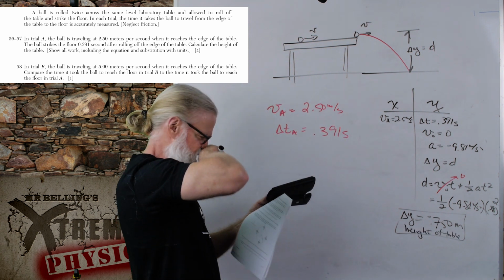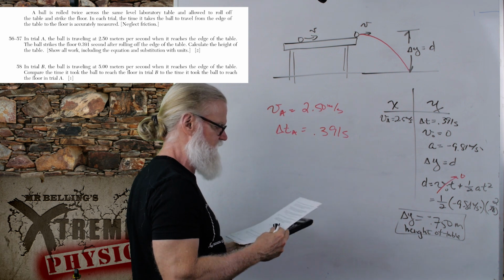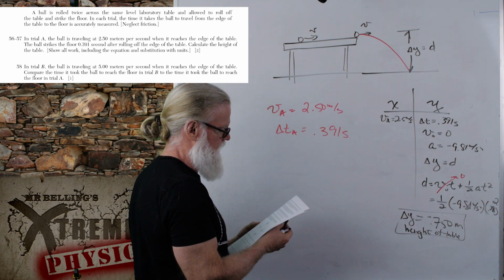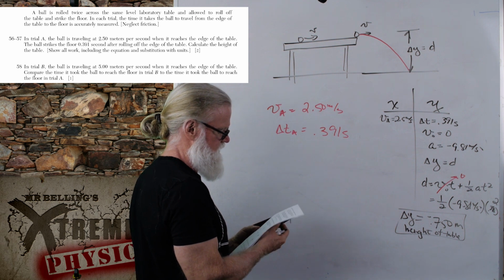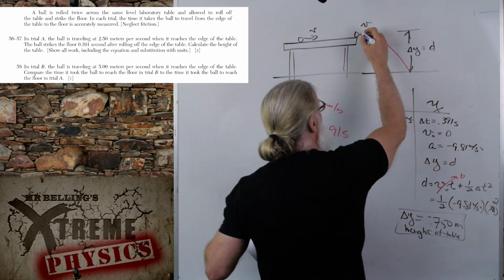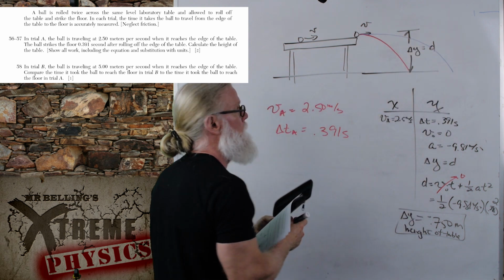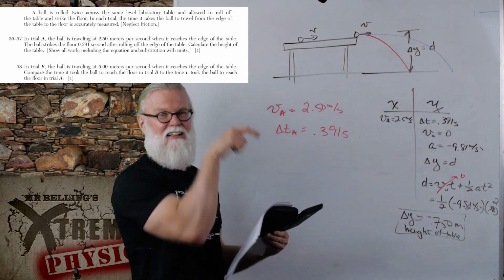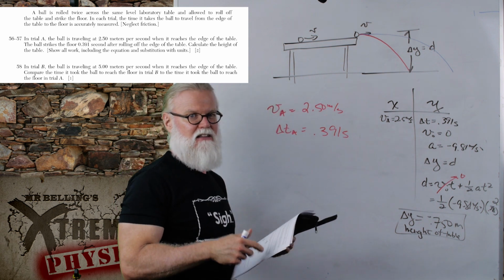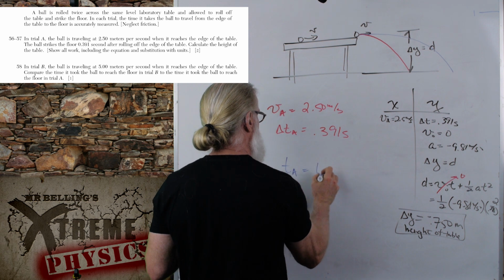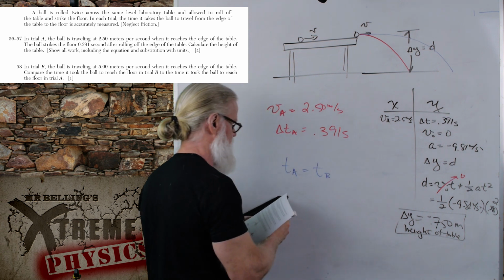In B, it's traveling at 5 meters per second. Twice as fast when it reaches the other table. Compare the time it took for the ball to reach in trial B to the time it took in A. B's going twice as fast, so it's going to land farther out, but the fact that it's going this way has no effect on the downward motion. Compare the time it took. TA equals TB. They are the same.